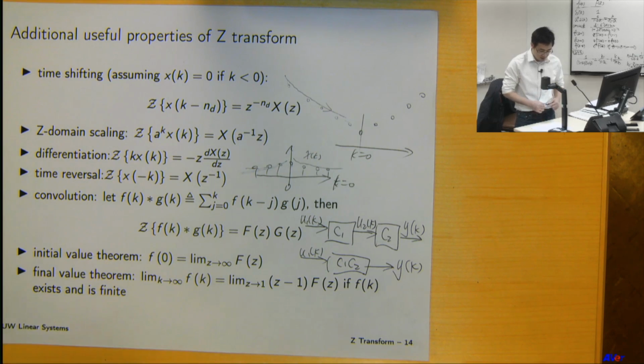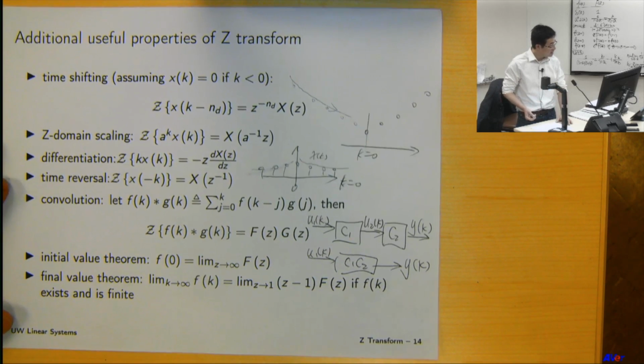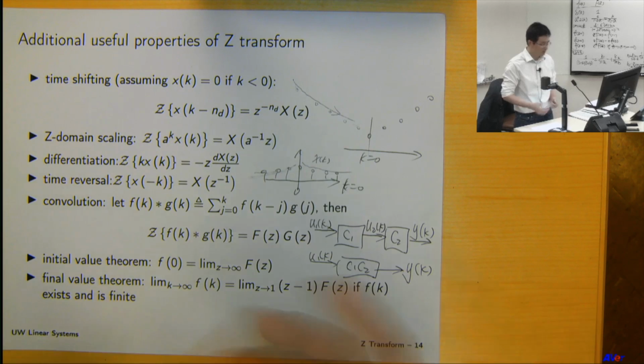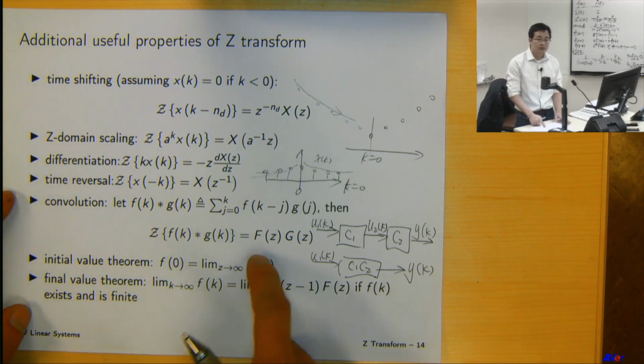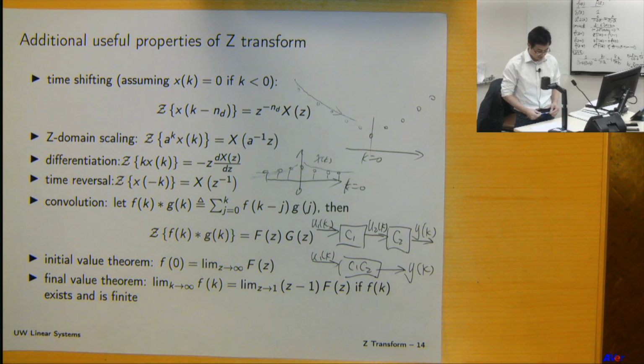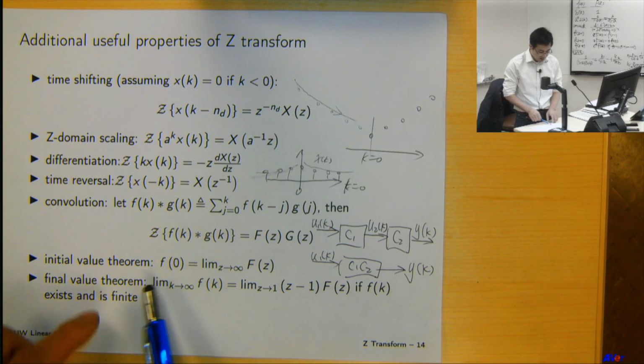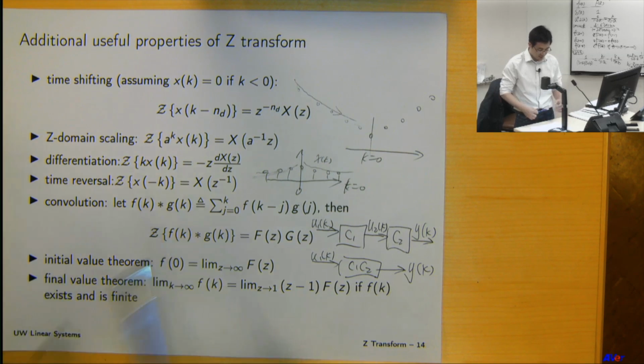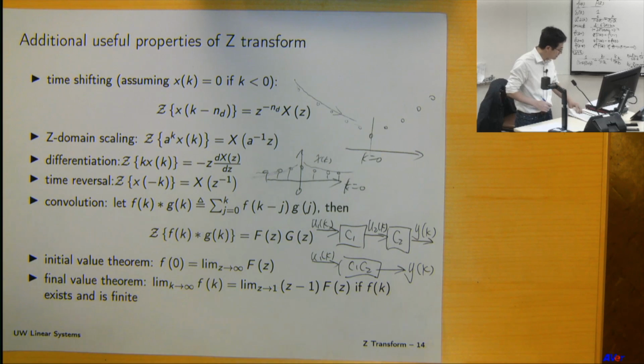So that's the convolution property. And you had an exercise on Laplace domain convolution. The derivation for this one is very similar. Now, the initial value theorem and final value theorem, these are related to the Laplace domain theorems with a little bit of tweak.